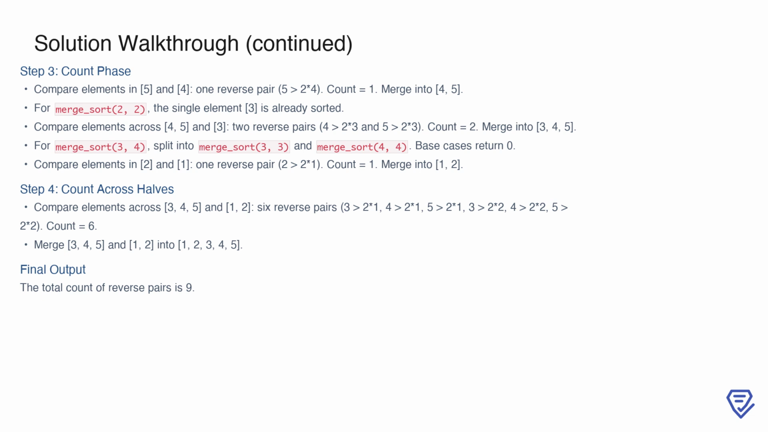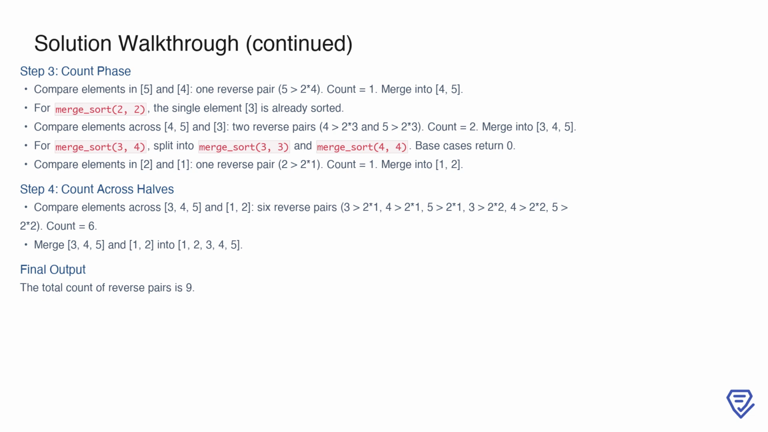Finally, we compare the merged subarrays 3, 4, 5, and 1, 2. Here, we find 6 reverse pairs, 3 with 1, 4 with 1, 5 with 1, 3 with 2, 4 with 2, and 5 with 2. This adds 6 to the count, making the total count 9. After merging, the fully sorted array is 1, 2, 3, 4, 5, and the total number of reverse pairs in this example is 9.